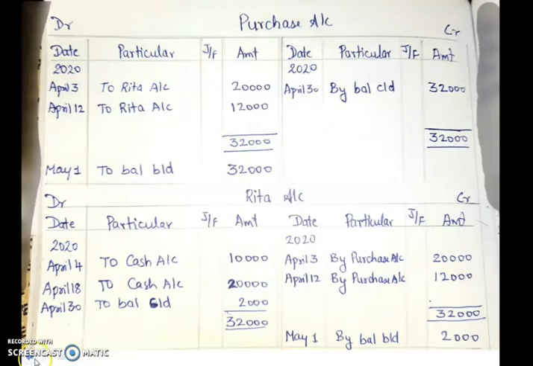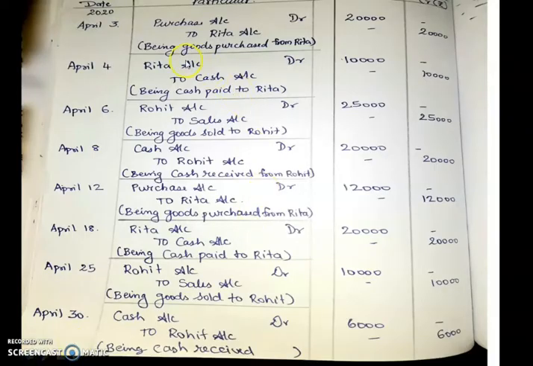Now I will think about the next account. Next is Rita. Rita, you can see one entry is there, second entry is there, one more third entry is also there. So 3 entries are there. So April 4th is the first entry. April 4, Rita account debited. See, in purchase also, one more entry is there. April 3rd, you can see purchase account debited to Rita account.